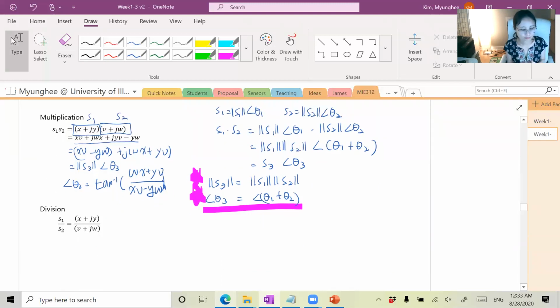So if you went through until this far, the division is actually very simple. You can also do this approach and then go through other details. But you can also say this is S1 times S2 inverse. So you can say S1 angle theta 1 times S2 inverse angle theta 2, which is the inverse, which is negative theta 2.